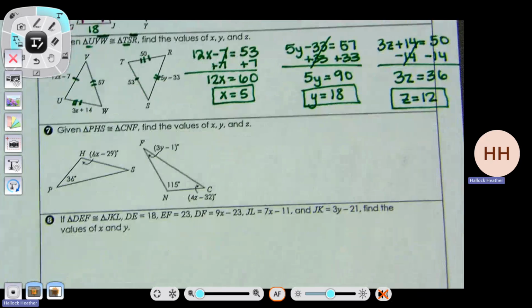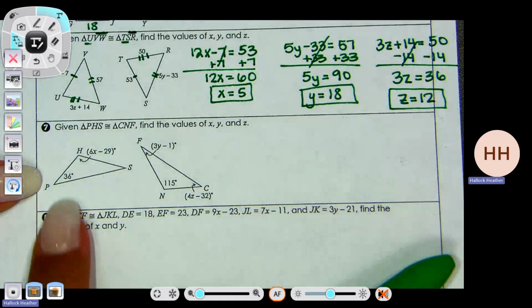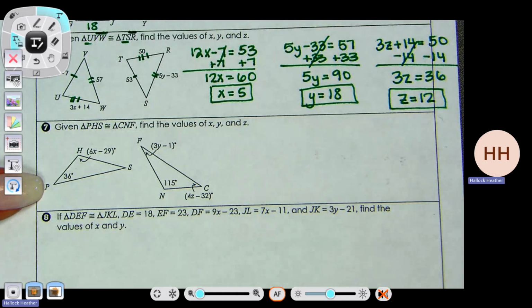Anyways, moving on. So number 7, this time, notice that the stuff is on the inside of the triangle. So we're not going to put these little tick marks because those represent the sides. We're going to use arc marks, angle marks, those little curvy things to match the angles on the inside of the triangles.